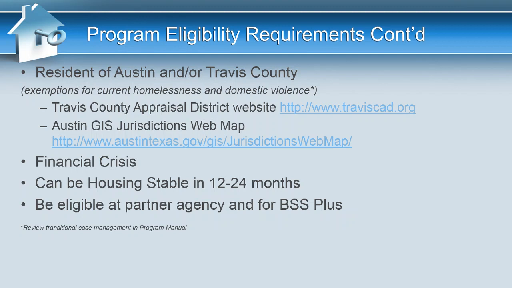So something that I also wanted to mention, when it comes to residency, it's the same exemptions as I just mentioned for the income exemptions. So if someone is experiencing current homelessness and or fleeing domestic violence, then they are exempt from that top program eligibility requirement of being a resident of Austin and or Travis County. And again, to review those parameters and take a deeper dive into what those exemptions mean, and what it means that once someone has been moved into housing, they would then need to move into transitional case management, all of that is explained in the program manual.